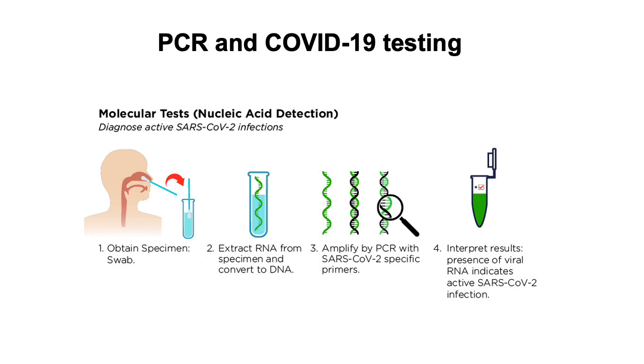So all of these genetic technology things that we're talking about are things that scientists are using right now to help us learn and understand and get through the pandemic. And PCR is used in the COVID-19 testing.